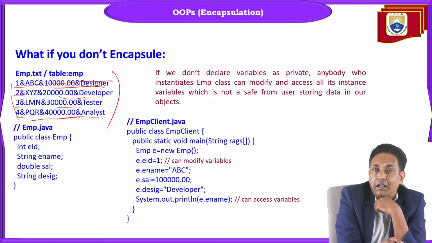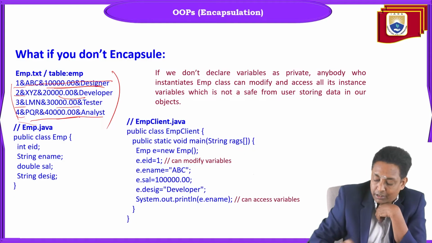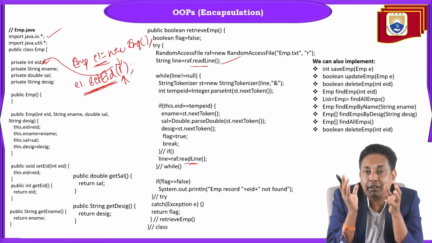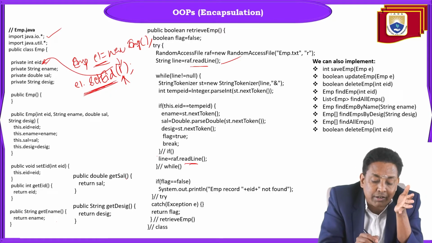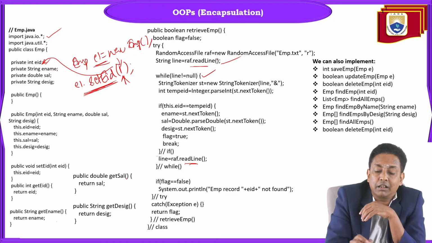The fifth time, if you try to read, because there is no fifth line, a null value will be assigned by the readLine method. Four times the readLine method will return a non-null value. The fifth time, the readLine method returns null to the line variable. So here I'm checking if line is not null.